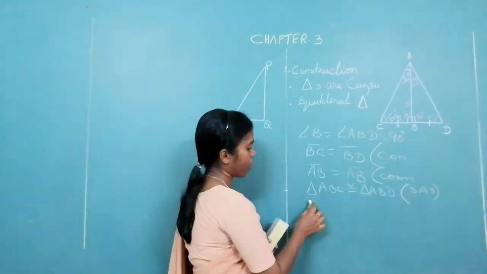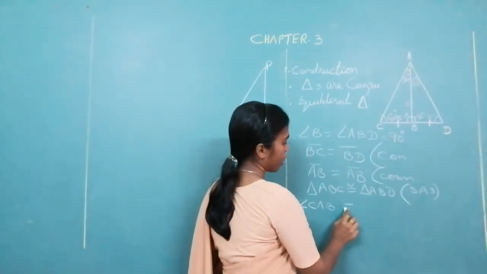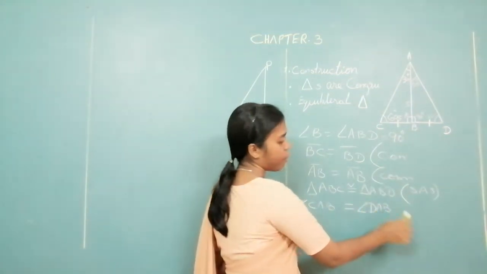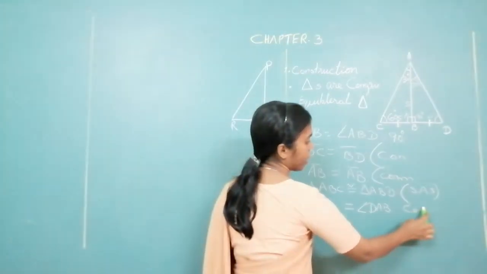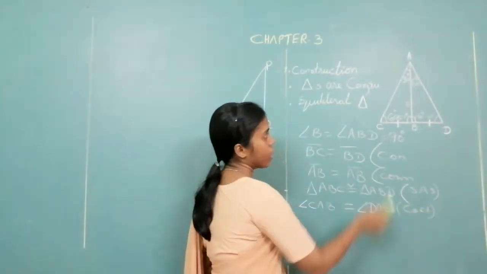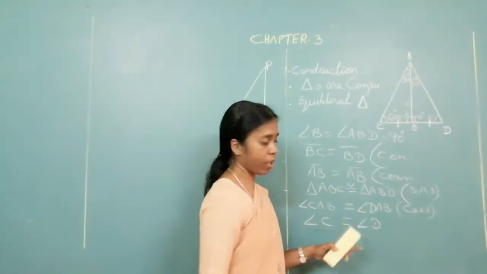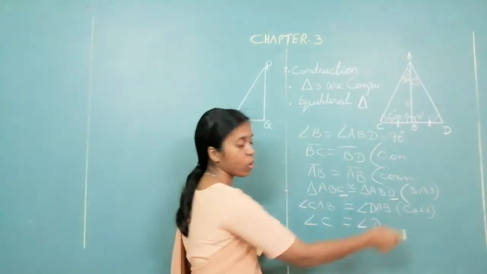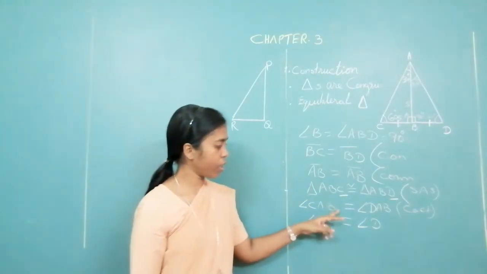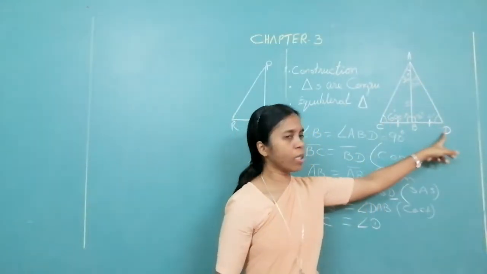So what is the next one? Angle CAB is equal to angle DAB. Why? Corresponding angles of congruent triangles. Similarly, angle C is equal to angle D. Look here, angle C is equal to angle D. Corresponding angles of the congruent triangles. So you are getting these two angles are congruent. That means this is 60 degree, this is 60 degree and this is 60 degree.